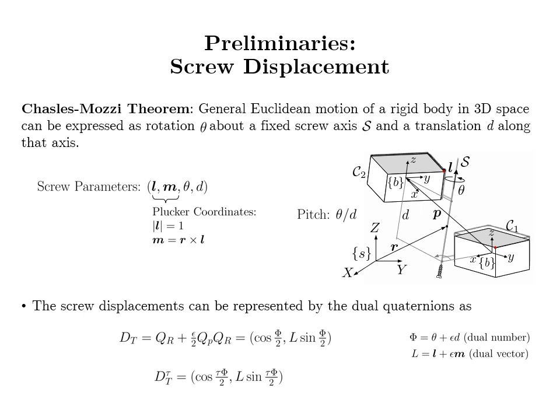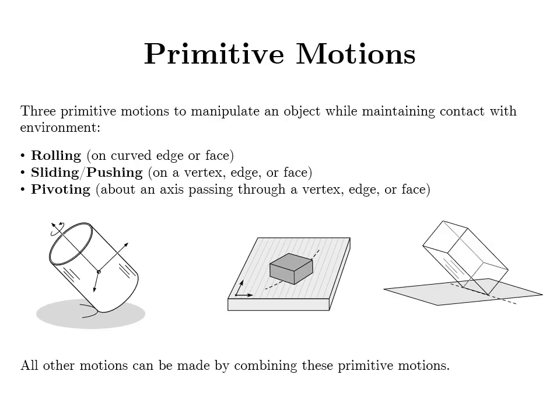In general, there are three primitive motions to manipulate an object while maintaining contact with the environment: rolling, sliding, and pivoting. All other motions can be made by combining these three primitive motions. Manipulation by sliding can be useful in many scenarios, like picking a penny off a table. However, in heavy and bulky object manipulation scenarios, sliding may not give feasible solutions. Therefore, in this paper, we will focus on manipulation using the pivoting primitive.